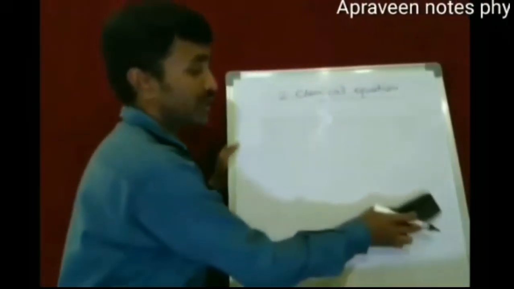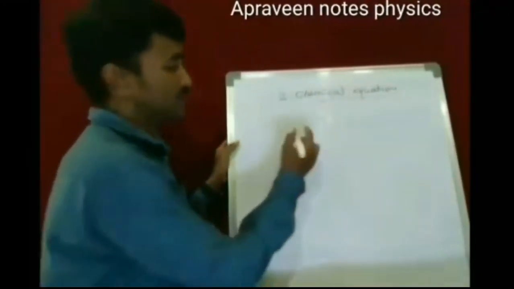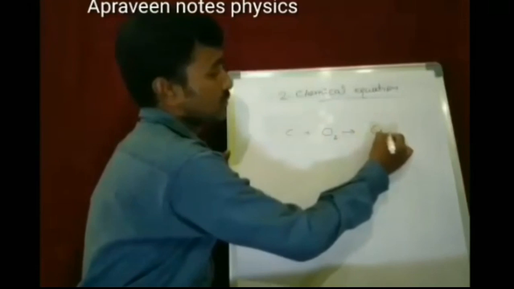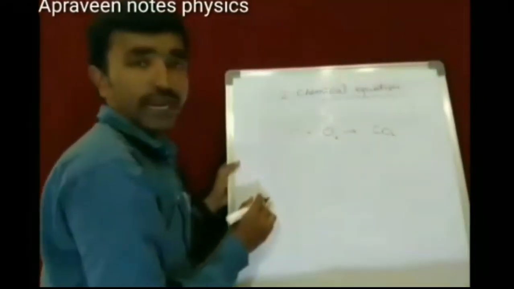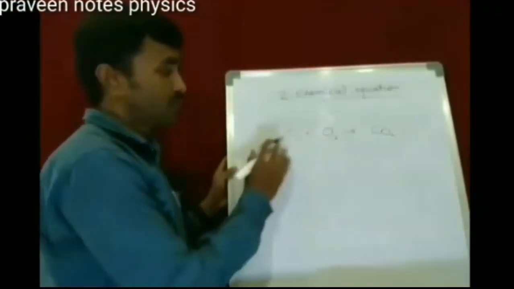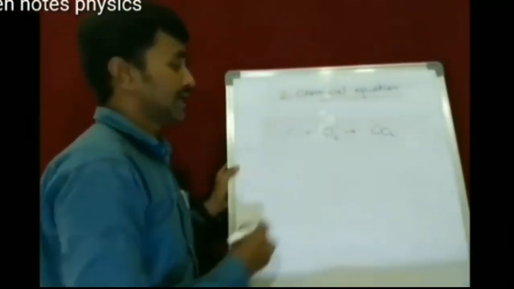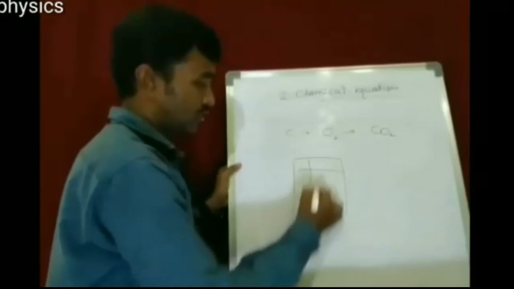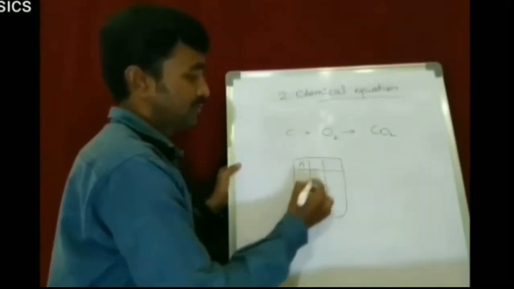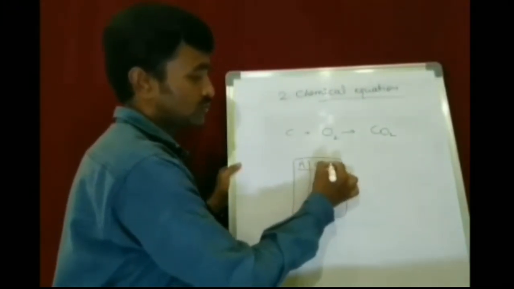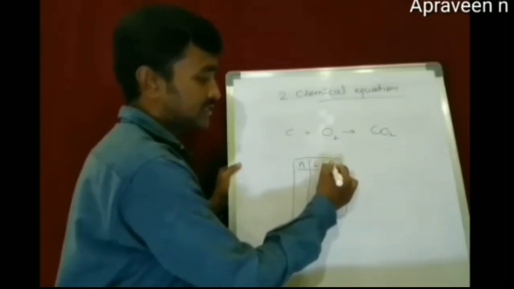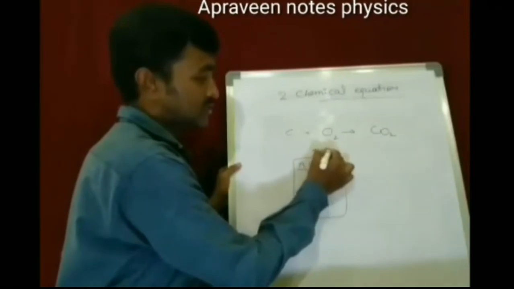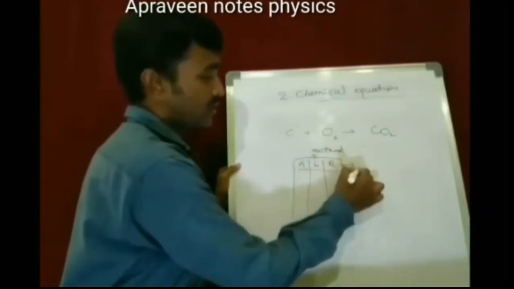So which is said to be a balanced chemical equation? Suppose I take one example, C plus O2 gives CO2. Count the individual number of atoms before the reaction and after the reaction. For that you need to draw a table with 3 columns: one for atom and the other 2 columns for left side and right side, one for reactants and the other for products.